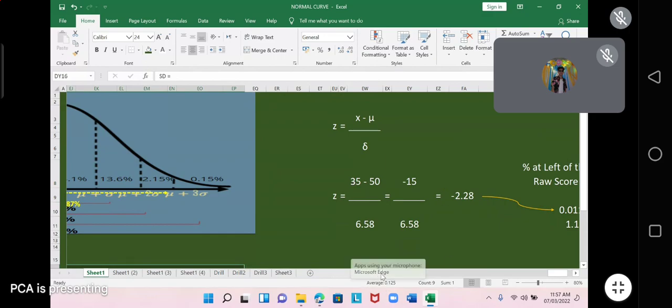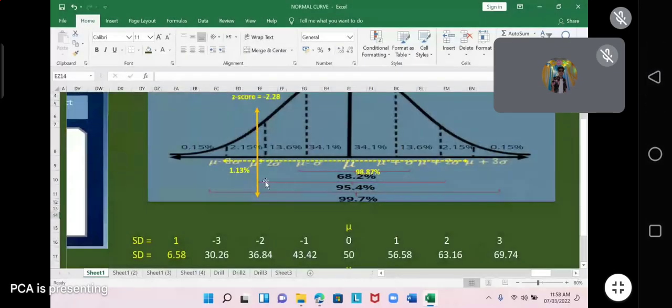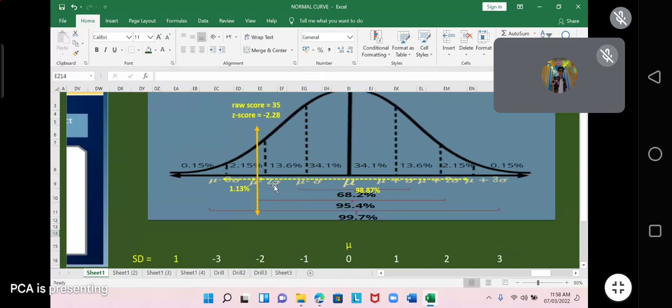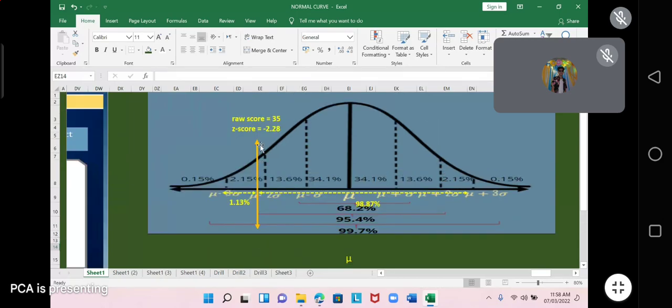That is why if you have your 35 there, not 36 itself, but 35. Kung nandito yung 35, tingnan natin, negative 2.28. Tama, nandito yung 2.28. So 35 is negative 2.28. Then we can say that negative 2.28 is the z-score value of the 35.